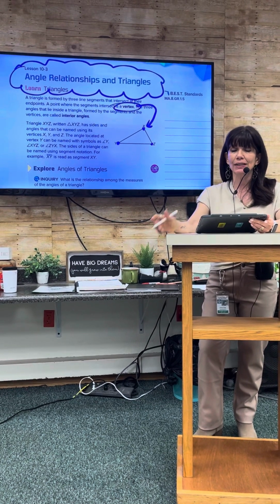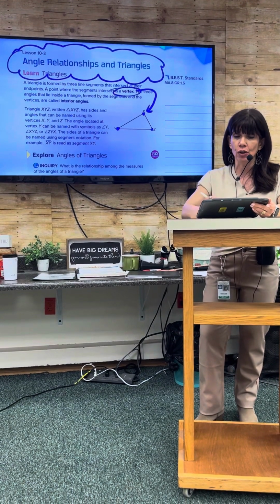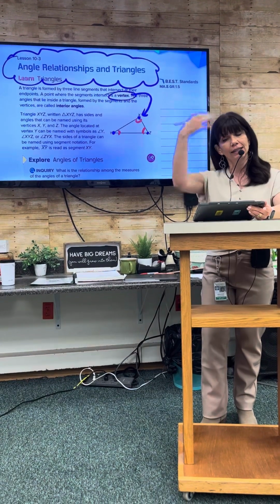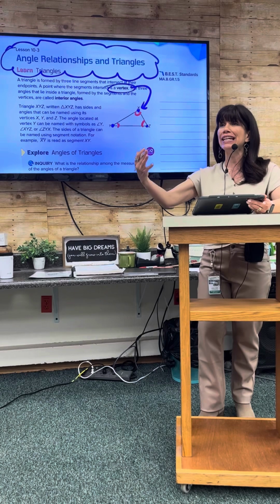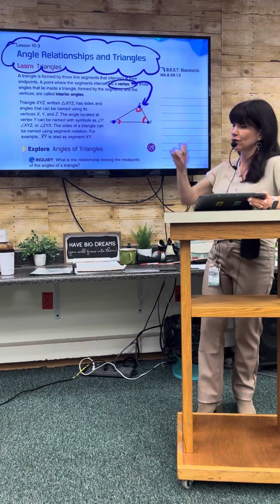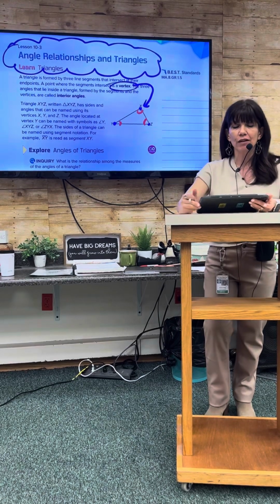The 3 angles that lie inside of a triangle are called what? You can choose either interior angles or exterior. Say it. Interior. You've heard of an interior decorator? They decorate the inside of your house. So the interior angles are on the inside of the triangle house.